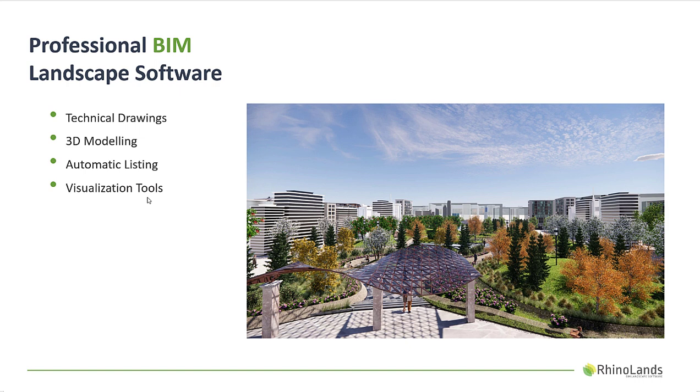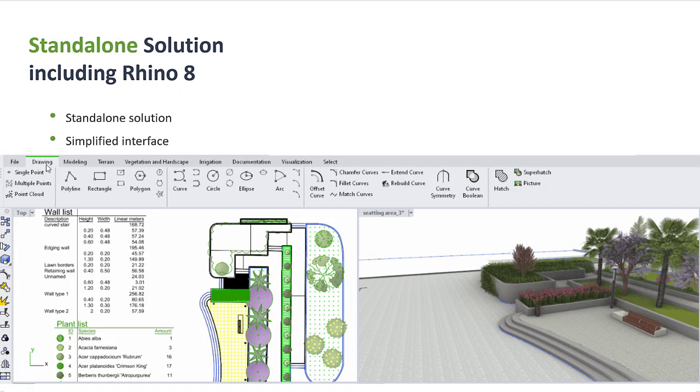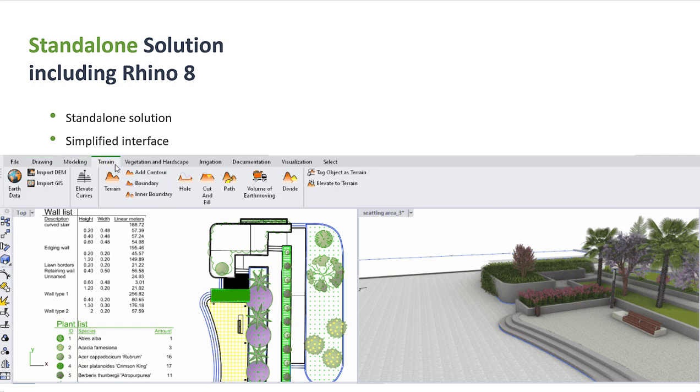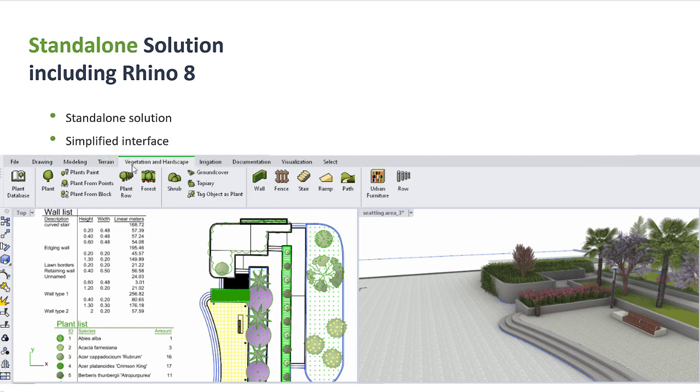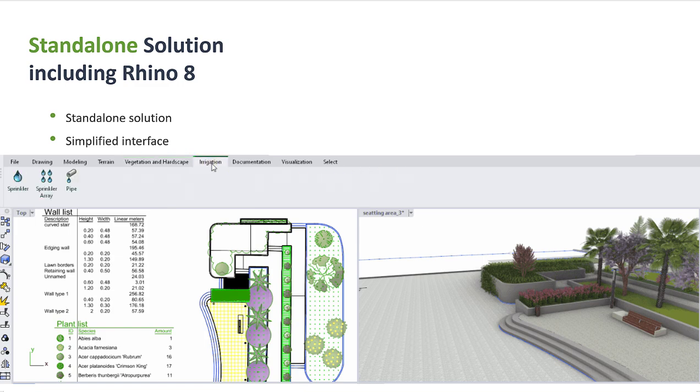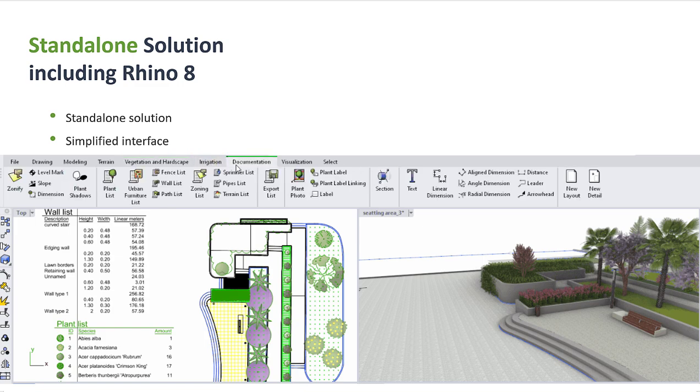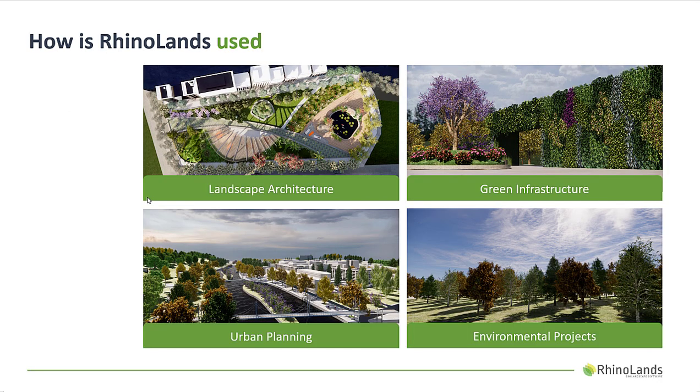RhinoLands is a standalone independent software, meaning you don't need to install any other programs for drawing or modeling your landscape. It includes Rhino 8 and will stay updated with future versions of Rhino. RhinoLands is an invaluable tool for landscape design, infrastructure, architecture, civil engineering, urban planning, and environmental projects. For example, you can easily model a forest using RhinoLands tools in just a few minutes. Let's see its core features.